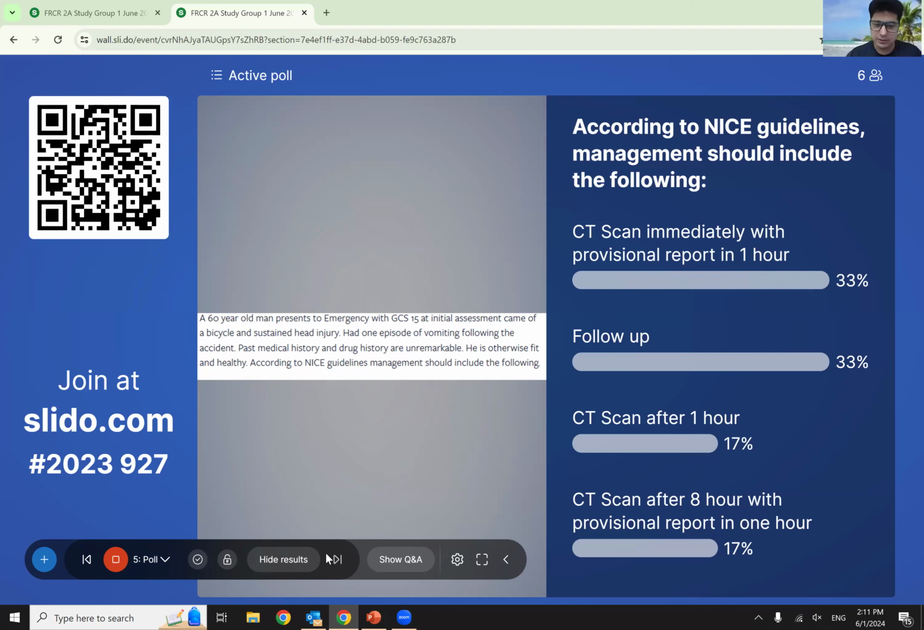This is one section of the NICE guidelines where, when the GCS is 15, you do CT only if either the age is above 65, there is more than one episode of vomiting, not a single episode, the patient is at high risk for bleeding, or it was a high impact trauma. I intentionally put all the low risks in there. So in that case, the correct option is follow up, not to do a CT scan. Any questions? So that's another thing you just need to memorize.